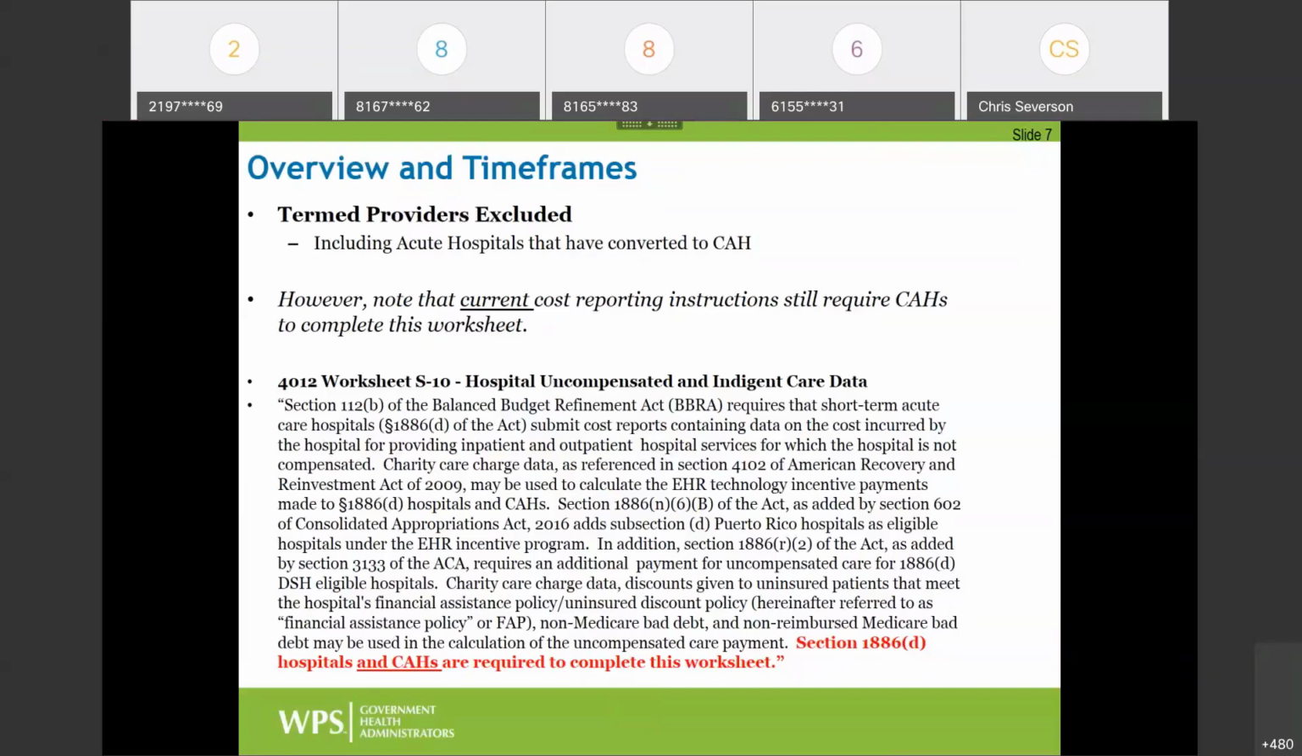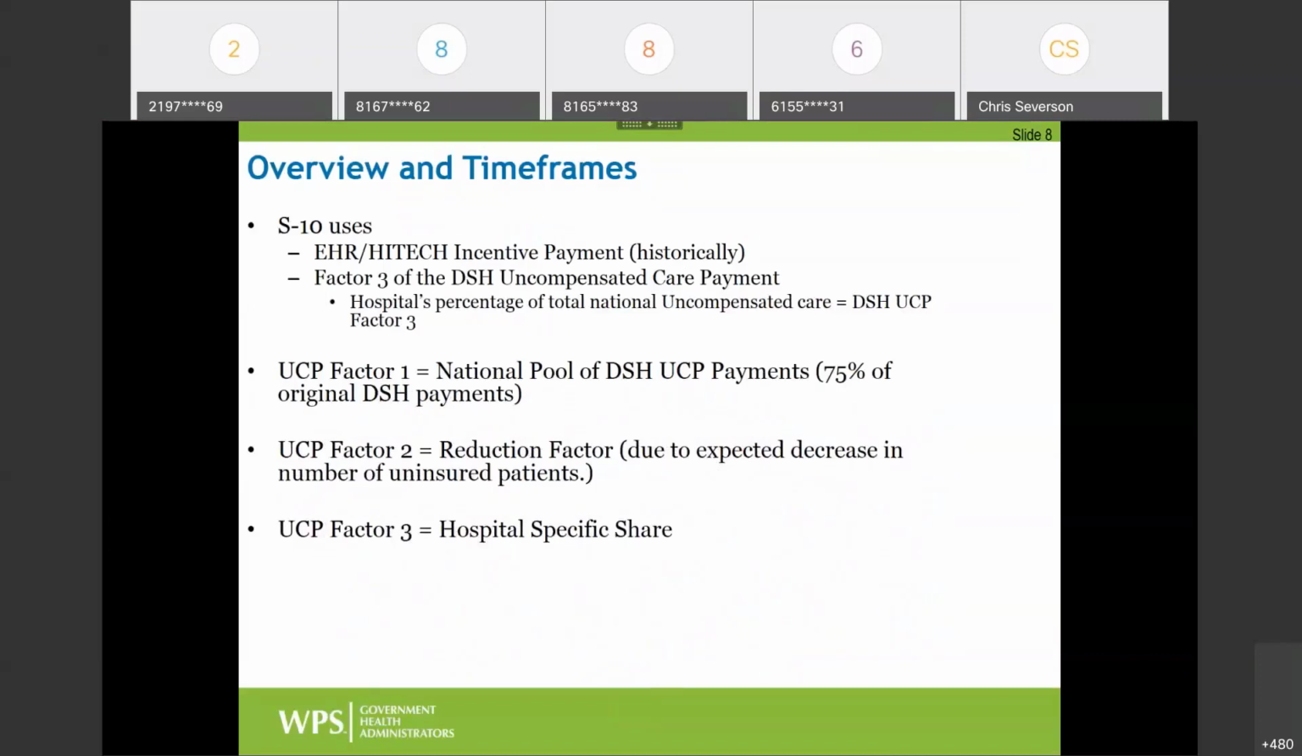So going on here, we have just an overview again. The S-10 in the past was used for the EHR or HITECH incentive payment. It's no longer relevant at that point. We're a few years removed from that. But what we're concerned with it now for is factor 3 of the DSH uncompensated care payment. Now, this S-10 for every individual hospital is going to be used to determine that hospital's percentage of the total national uncompensated care, that DSH uncompensated care payment. It's referred to as factor 3.